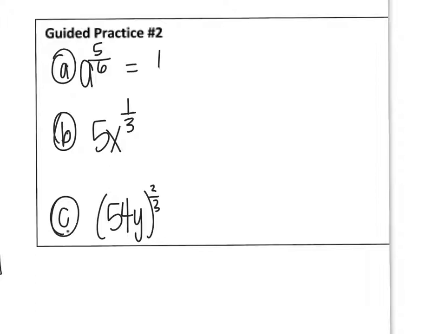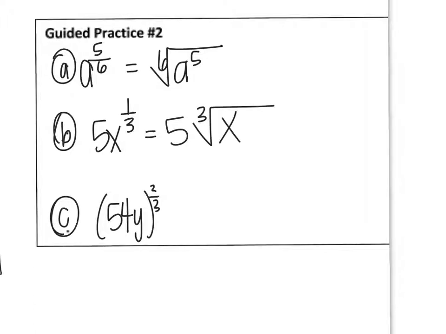Okay, this one is going to be the 6th root of a to the 5th, because the top number is your exponent and your bottom number is your index. B is going to be 5, and then the 3rd root of x to the 1st, or just x, because the exponent did not belong to the 5, because it wasn't in parentheses.